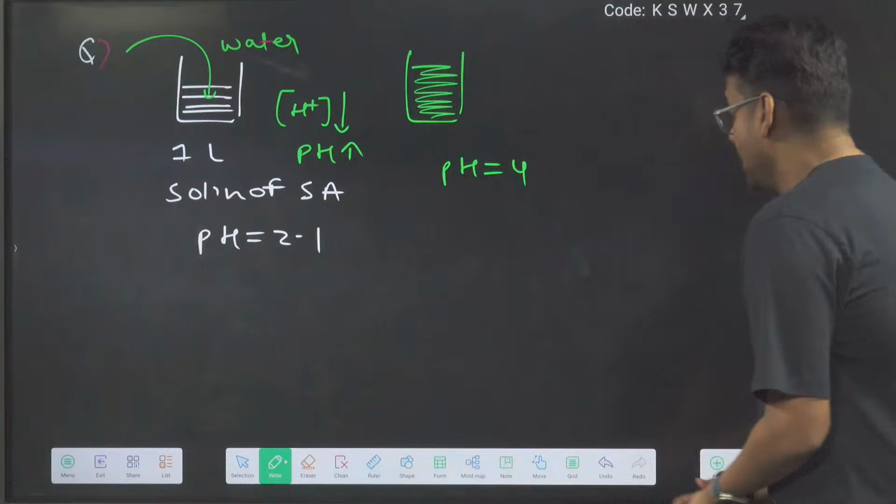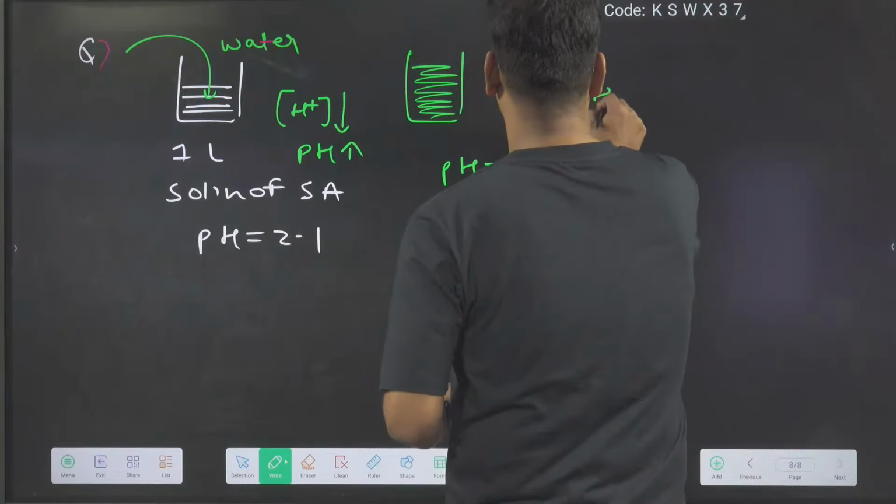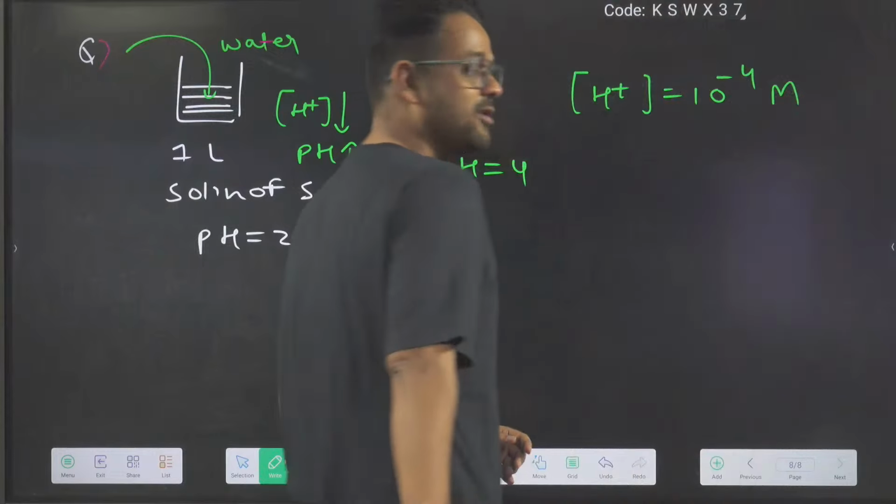Okay. pH is equal to 4. So pH is equal to 4, beta. So molarity of H plus would be 10 to the power minus 4 molar.